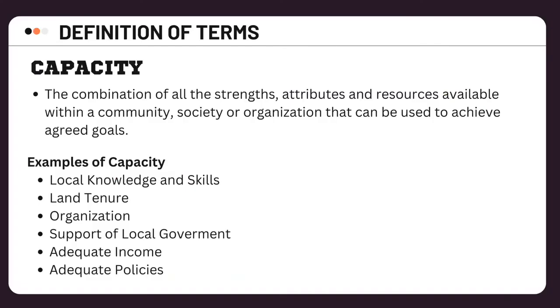Last is the capacity, the combination of all the strengths, attributes, and resources available within a community, society, or organization that can be used to achieve agreed goals. Examples of capacity: local knowledge and skills, land tenure, organization, support of local government, adequate income, adequate policies.